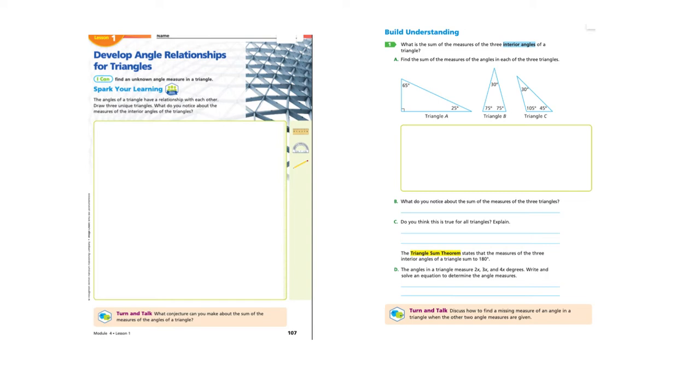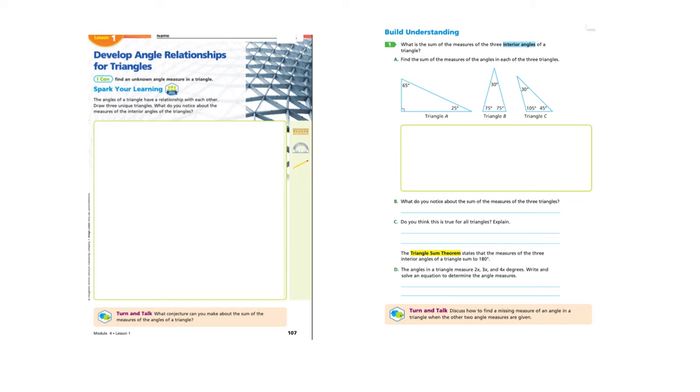The angles of a triangle have a relationship with each other. Draw 3 unique triangles. What do you notice about the measures of the interior angles of a triangle? So interior means on the inside. So go ahead and think about that. Measure the angles of the triangles that you've drawn, and then look at the turn and talk also when you're finished. What conjecture can you make about the sums of the measures of the angles of a triangle? And a conjecture is just an opinion or a conclusion based on incomplete information.